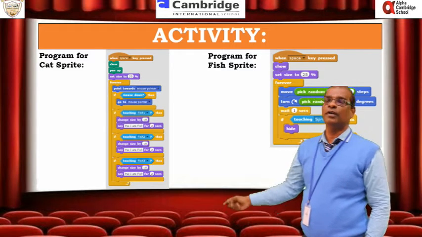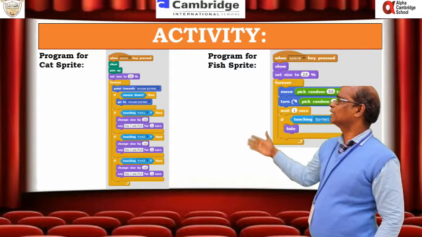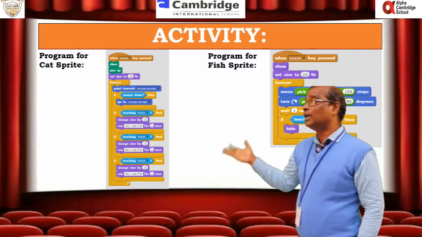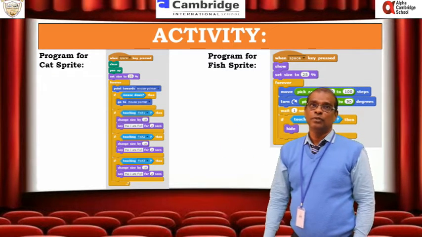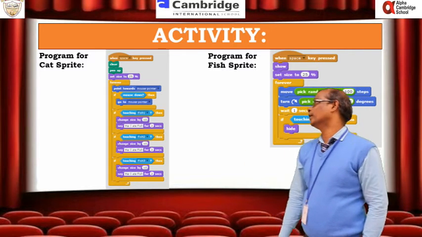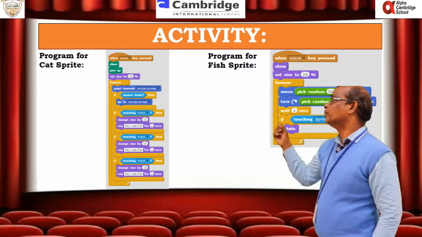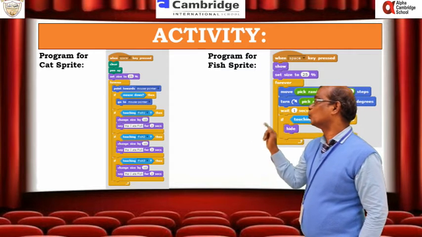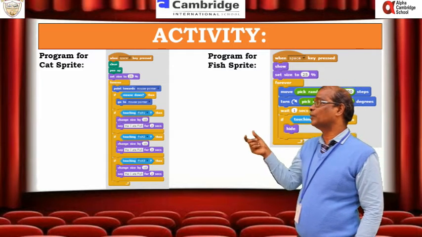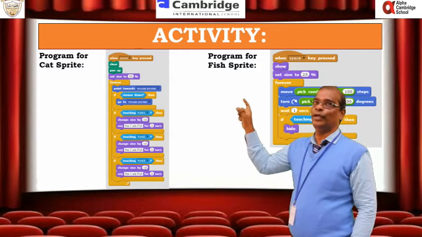Next one is forever. The code lies within forever. It will be executed until you stop the program voluntarily. So inside the forever, the first one is point towards mouse pointer. Point towards means it makes our sprite point to the mouse pointer. Wherever you click the mouse pointer, the cat will rotate towards the mouse pointer.